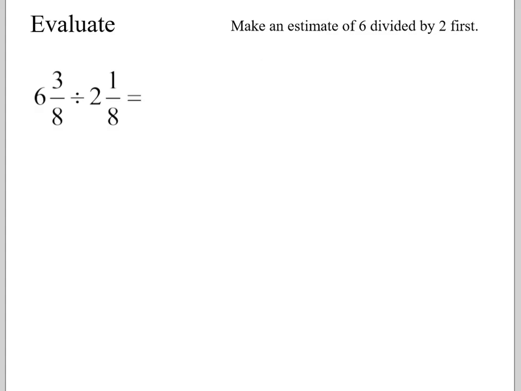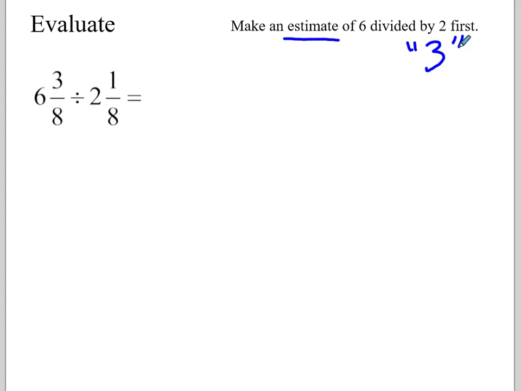Okay, so we'll do a couple extensions and some more challenging applications. What happens if we have this type of problem? 6 3/8 divided by 2 1/8. Now, if we want to make an estimate, we can just go 6 divided by 2. So we should be in the ballpark of 3. Now, if we have a problem like this, we normally find it's easiest to convert these to improper. Otherwise it starts to get a bit messy.